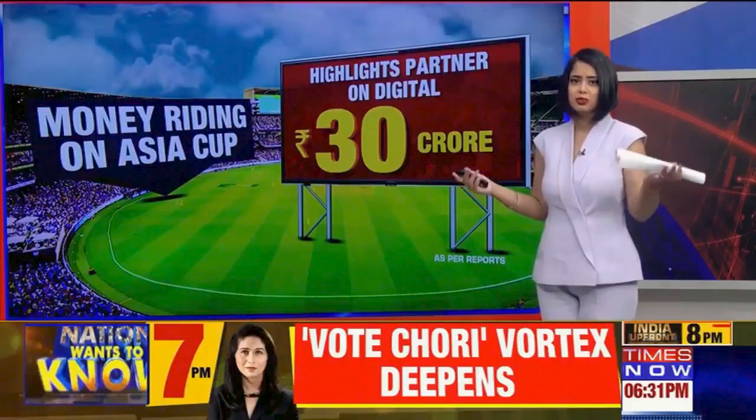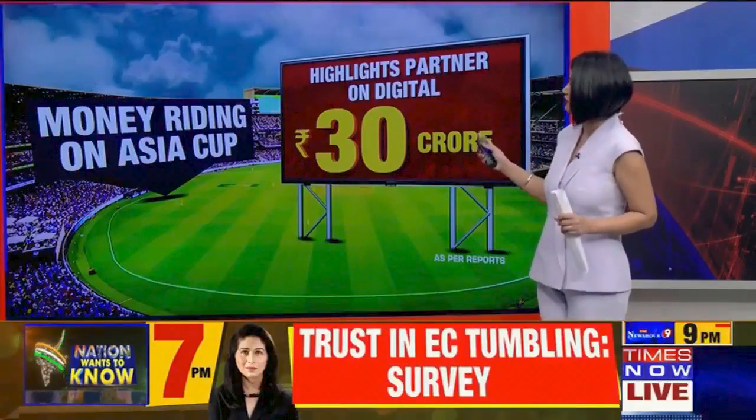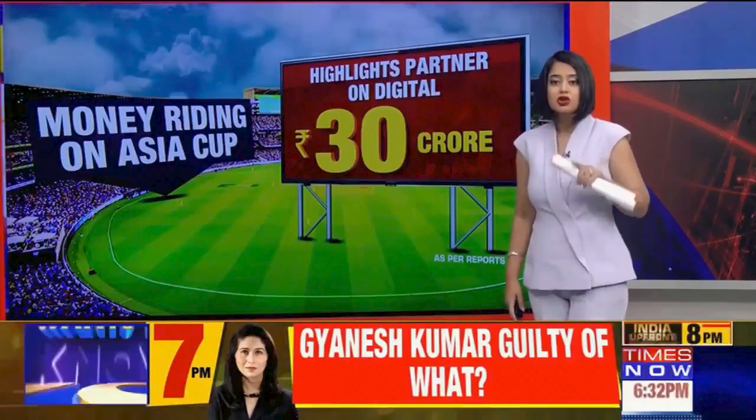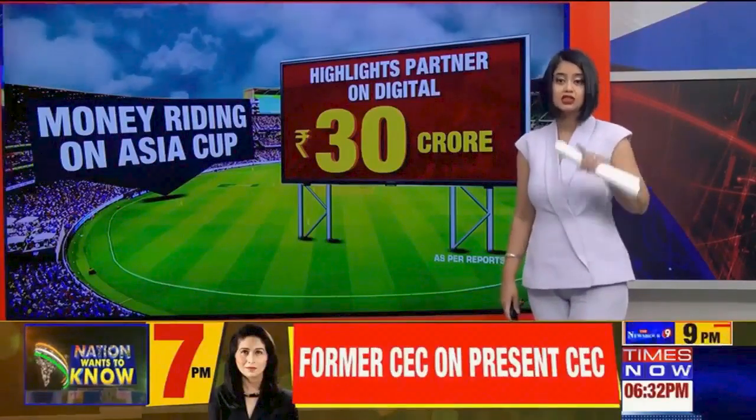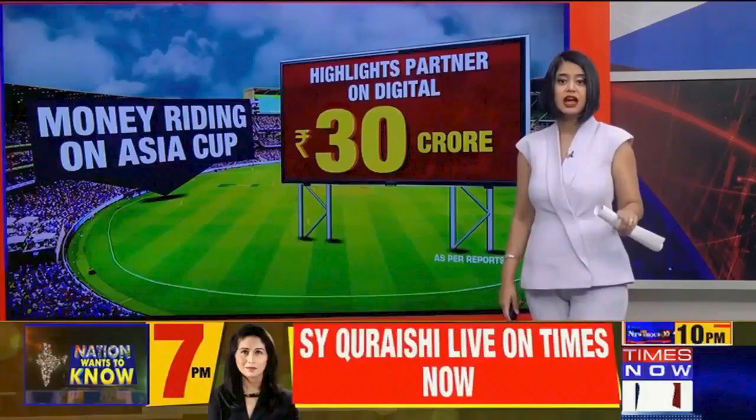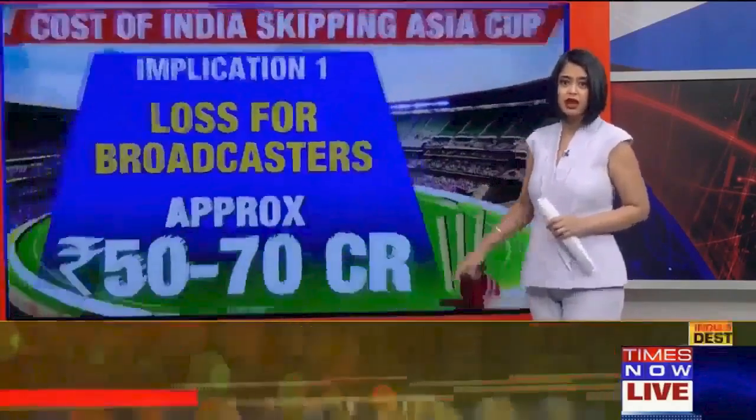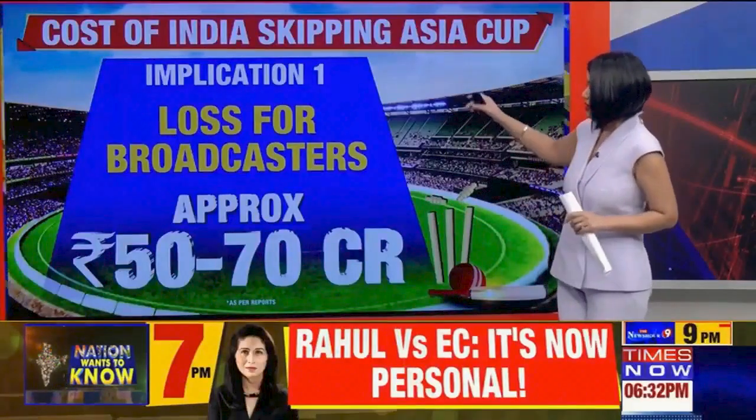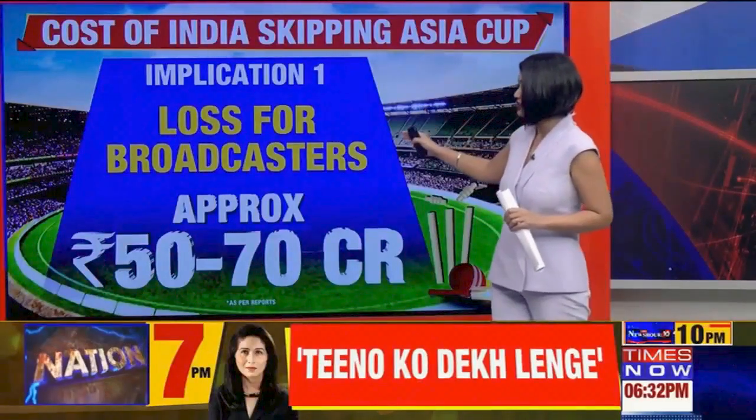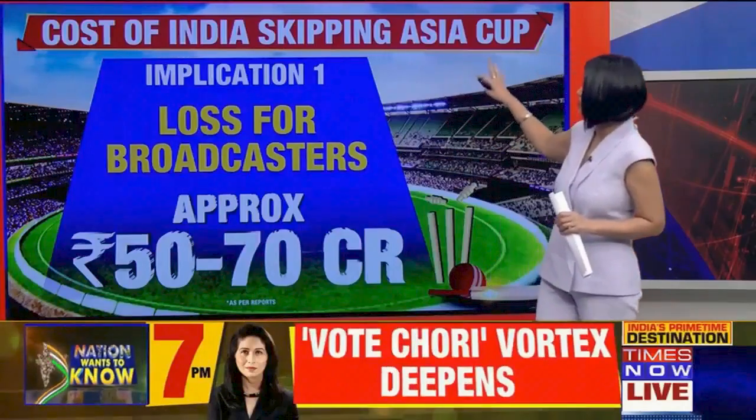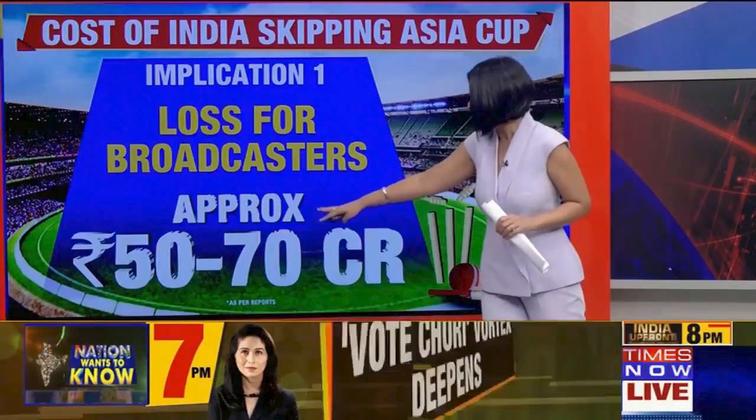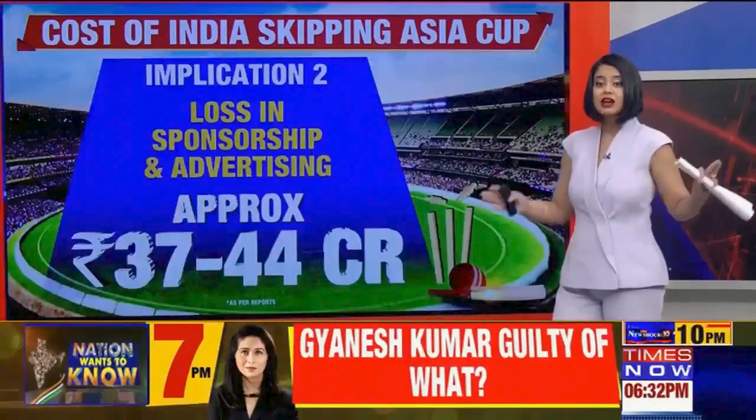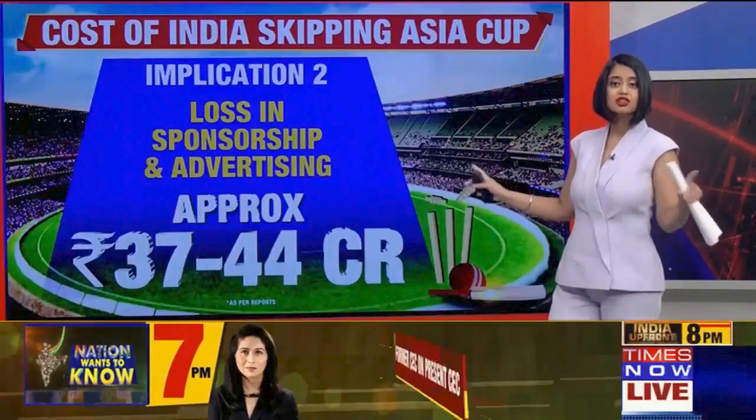This is just to give you a bit of a sense about the money. We all know that there is big bucks, but these are the big bucks specifically that we are talking about. But let's break down the estimated losses across ad sales, media rights and sponsorships if India had decided to skip the Asia Cup. In fact, sample this. What do we lose monetarily? Well, implication one, a loss for broadcasters alone, if India skips the Asia Cup, would have been 50 to 70 crore rupees as per reports. This perhaps is the reason why India is not skipping it.